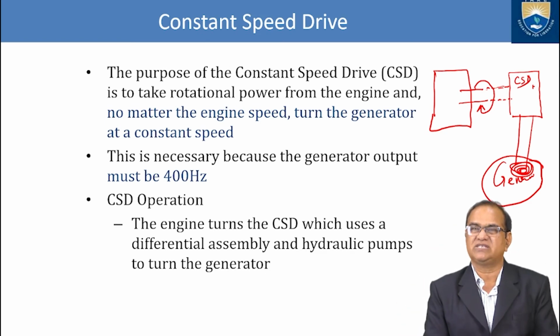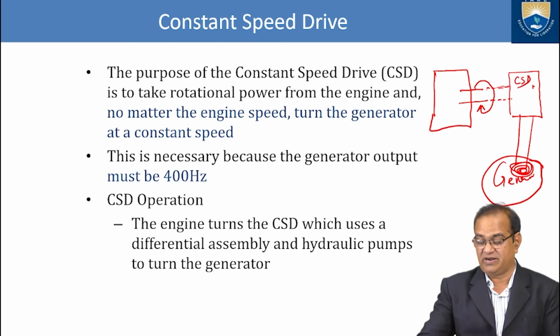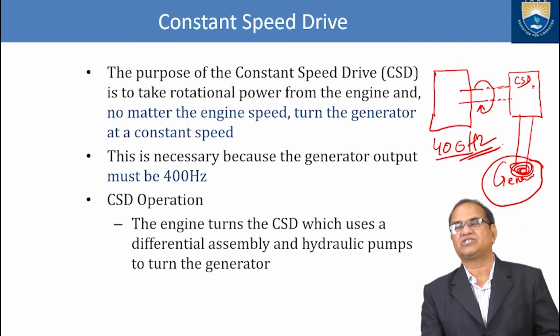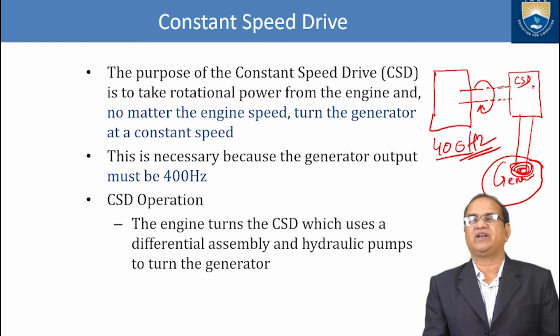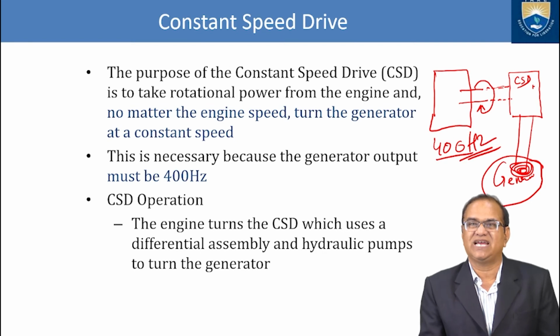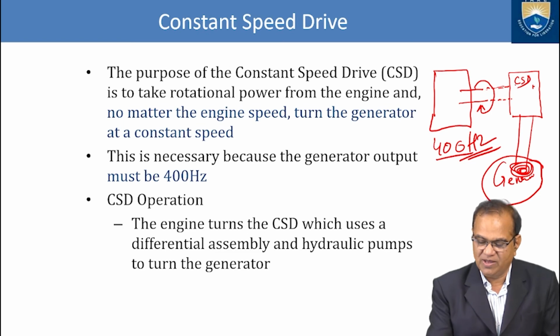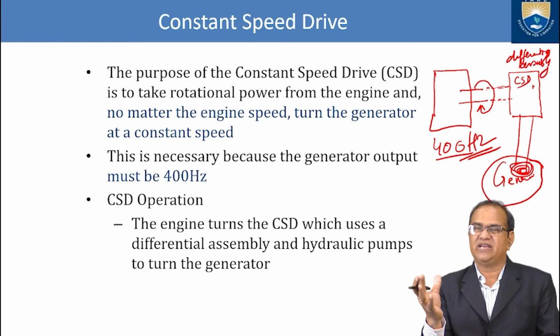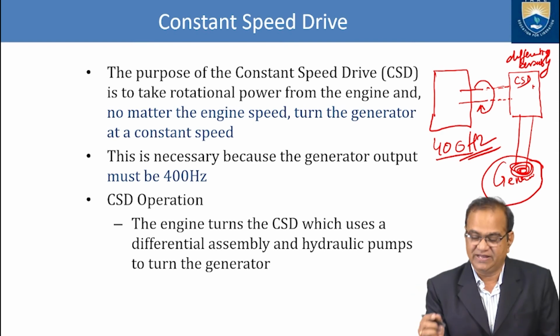This is necessary because the generator output must be 400 Hertz. I told you that in aircraft we should have 400 Hertz. So if your speed is not constant, you will not be able to generate 400 Hertz. CSD operation: the engine turns the CSD, which uses a differential assembly and hydraulic pump to turn the generator. Here in the CSD we have the differential assembly. Differential assembly means it gives a different speed than the input. And there is a hydraulic pump.